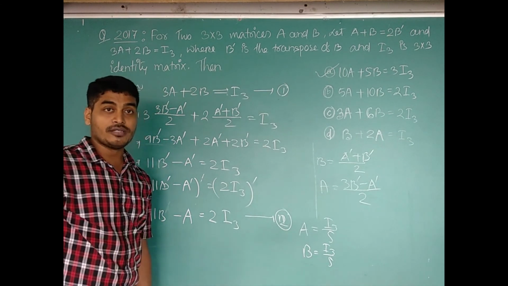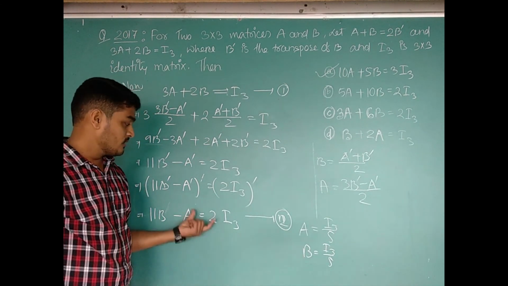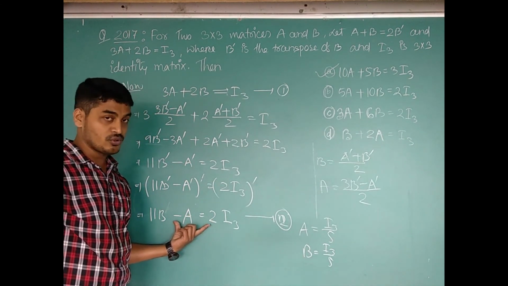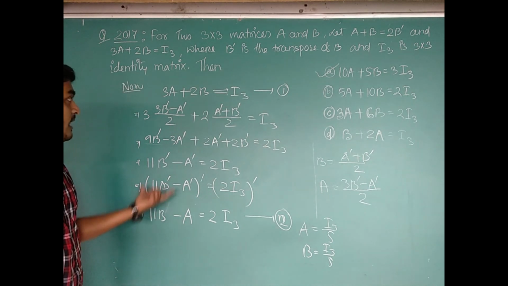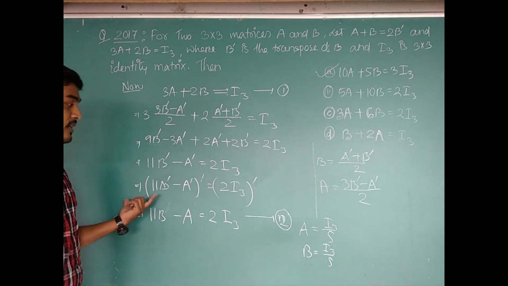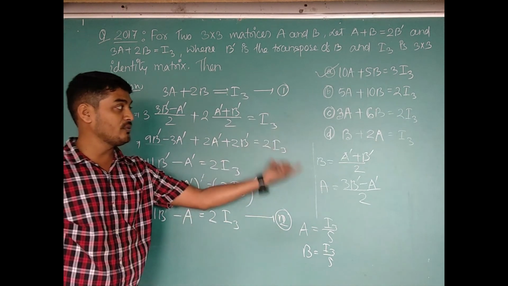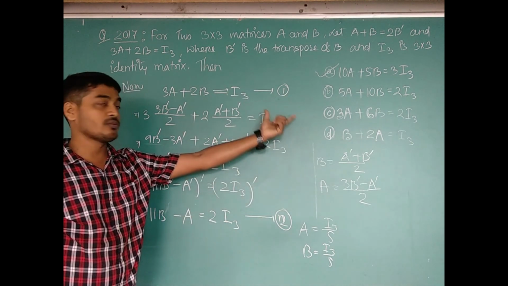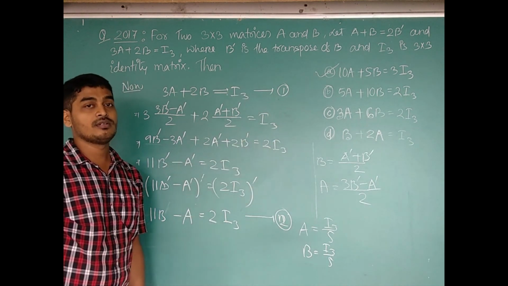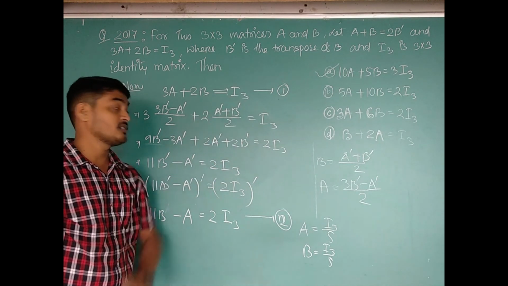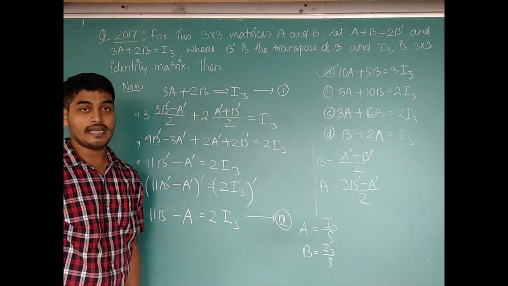I hope you are getting my point. So this is the procedure to find out the answer. The solution can be found using any method. You can easily find the value of A and B and put the value in any of the four options. You will get the correct answer, and the correct answer is option number A.